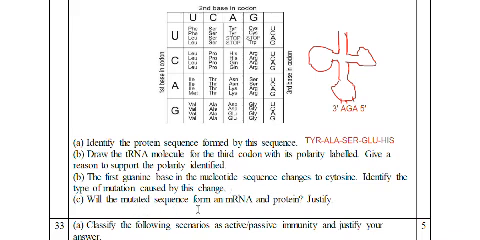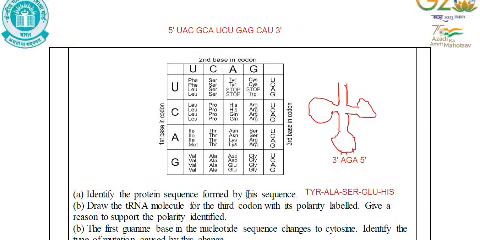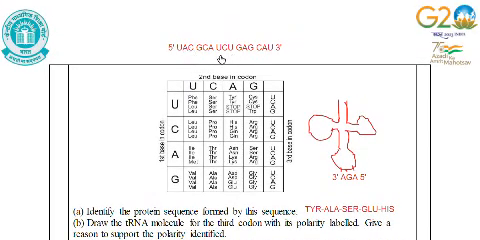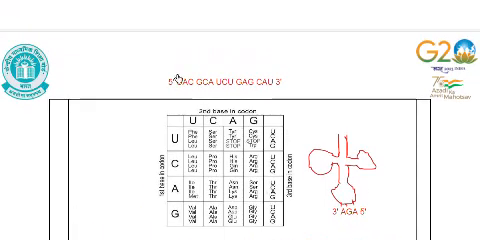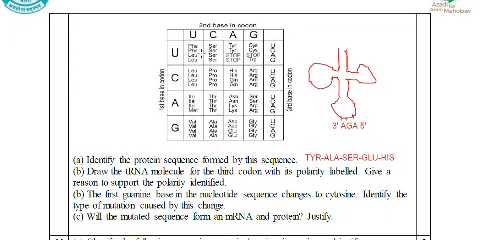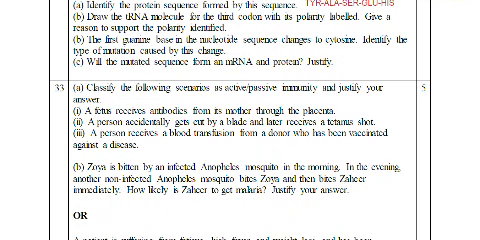Will the mutated sequence form an mRNA? Yes, it will form an mRNA. It will become UAG and the remaining as given here. And will the mutated sequence form a protein? No, it will not form a protein, since the first amino acid will not be formed here because it's a stop codon. UAG is a stop codon. UGA, UAA and UAG are stop codons. So at the starting itself it stops, and therefore no protein chain will be formed here. That is, no translation will take place to form a protein.